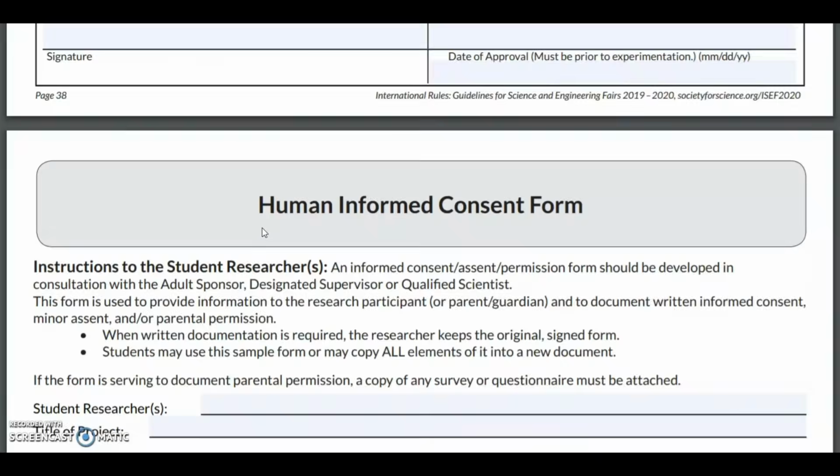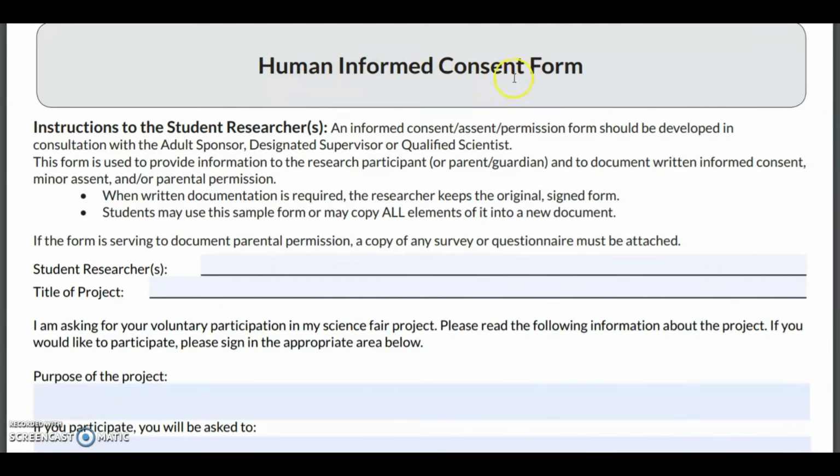Okay. Here, below, you can see the human informed consent form. An informed consent or assent permission form should be developed in consultation with the adult sponsor, designated supervisor, or qualified scientist. This form is used to provide information to the research participant and to document written informed consent or parental permission. Human as participant in every research experiment is very dangerous. That's why this form should be filled up, and always remember that your human participants must be willing to participate in your activity.